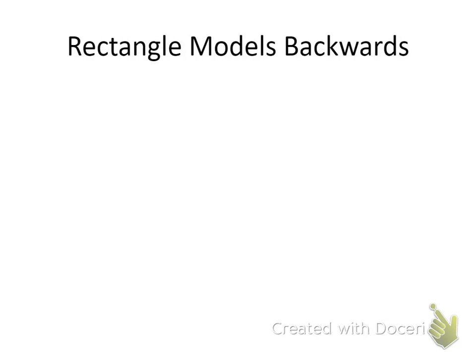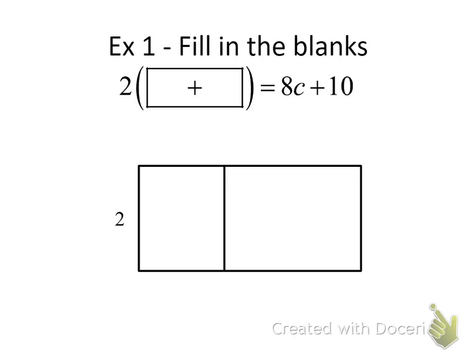Rectangle models backwards. So last week we learned how to use area models to distribute, right? This week I'm going to mix up the numbers a little bit and we're going to fill these out backwards. But before we do that, I want you guys to talk me through what we labeled. Last week the first number, or group of numbers, represents our height. The second number or group of numbers represents our length.